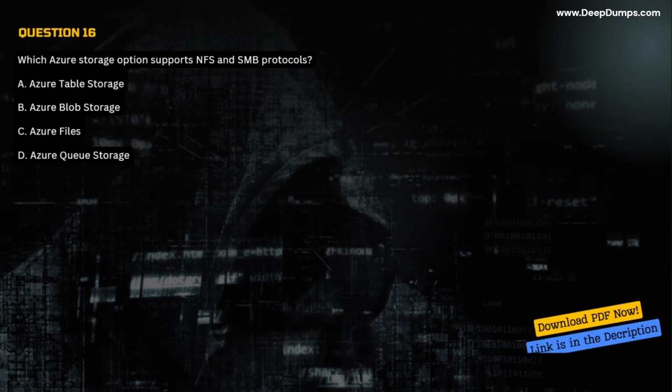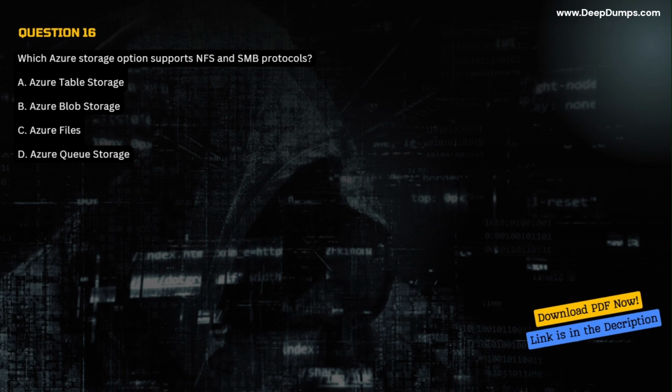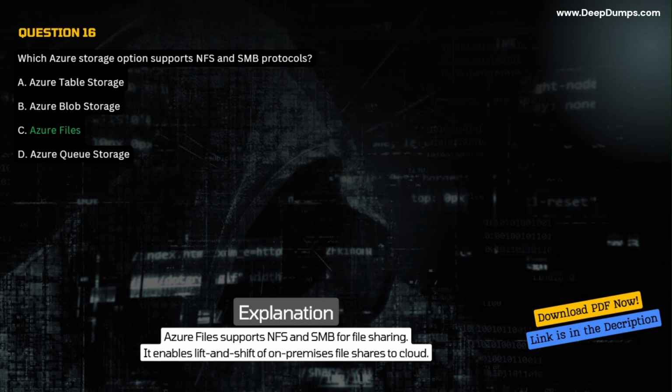Question 16. Which Azure storage option supports NFS and SMB protocols? A. Azure Table Storage. B. Azure Blob Storage. C. Azure Files. D. Azure Queue Storage. Correct answer, C. Explanation. Azure Files supports NFS and SMB for file sharing. It enables lift and shift of on-premises file shares to cloud.